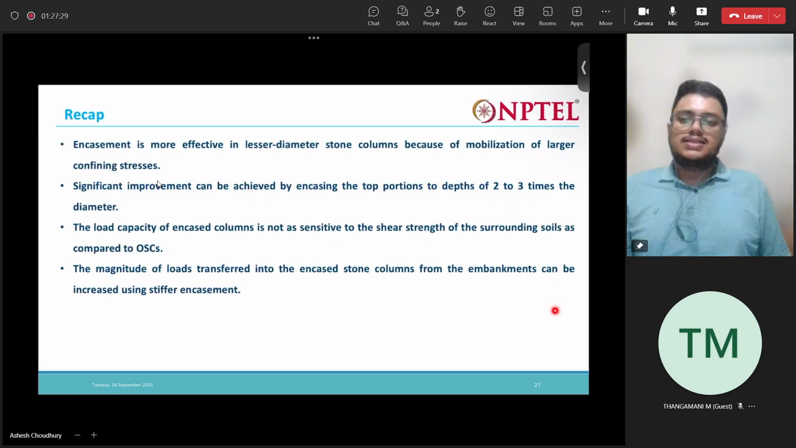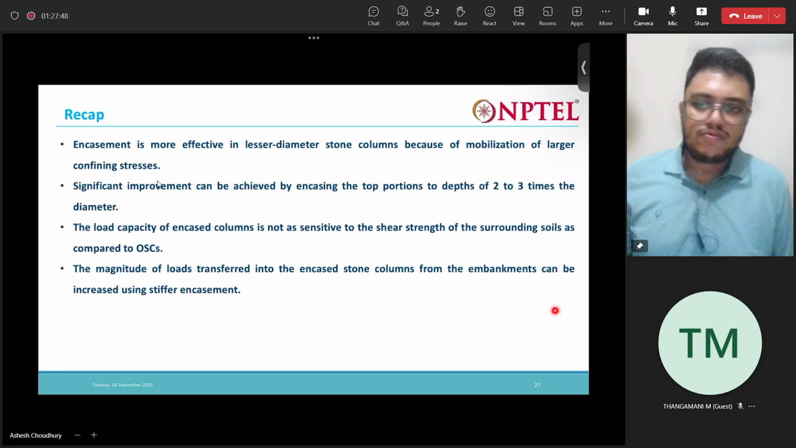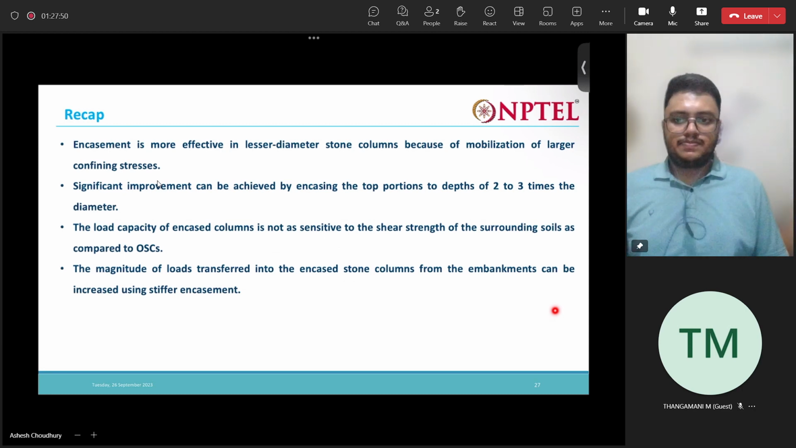So encasement is more effective in lesser diameter stone columns. These are some results that were obtained experimentally by doing a large number of experiments by many researchers. So they actually drew these conclusions. Encasement is more effective in lesser diameter stone columns because of mobilization of larger confining stress.